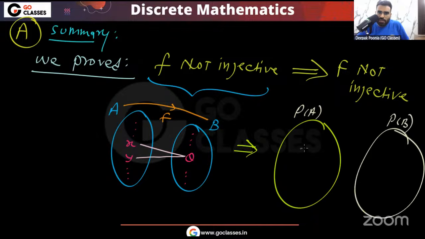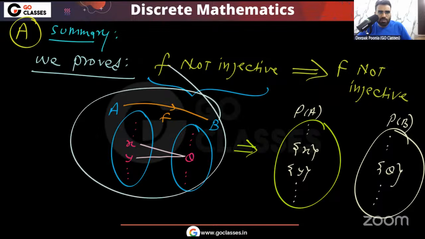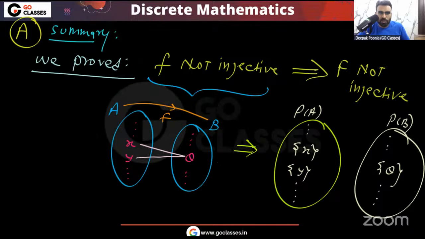In the power set of A, definitely this will be there. In the power set of A, these will be there. Yes or no? Okay, because this is a subset of A, this is a subset of A. So you can see this is the power set of A, and in the power set of B, this will be there, because this is a subset of B. So very simple. Now you can easily notice that if F is not injective, then what about the capital F?